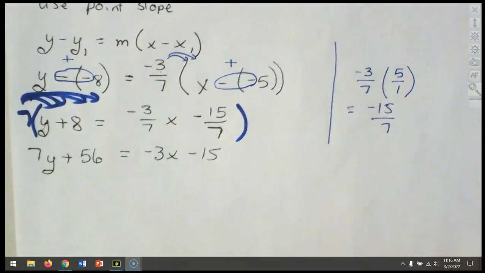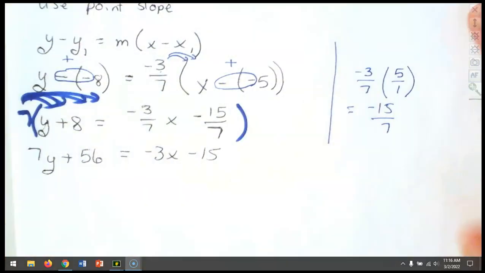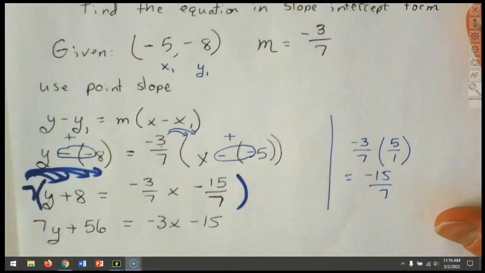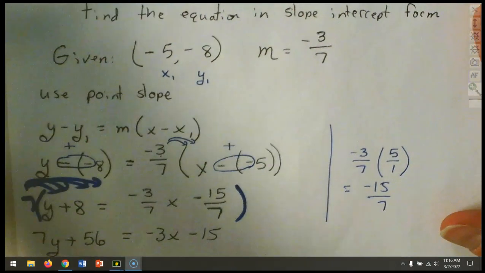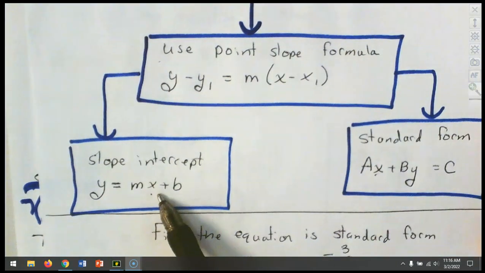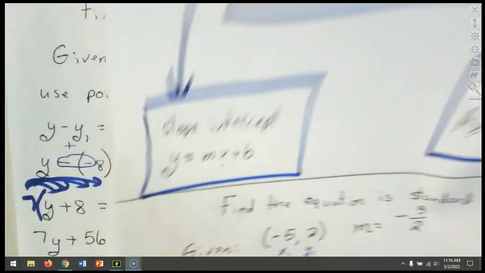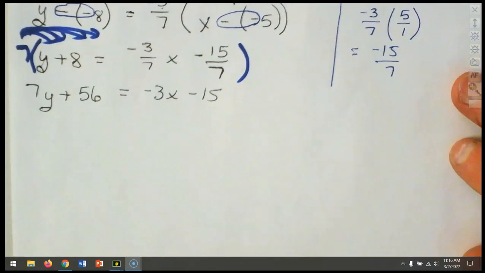Now, what are we wanting to do? Get it in what form? We go back up and read our directions. You want it in slope-intercept. So go back to your flowchart if you need to. And what does it need to look like? It needs to look like this right here. So how do we do that? Well, we do that just by moving things around.